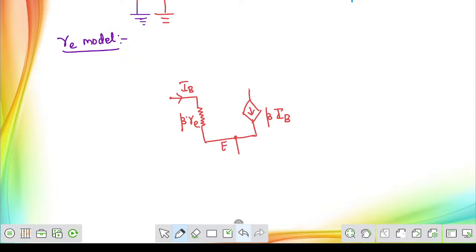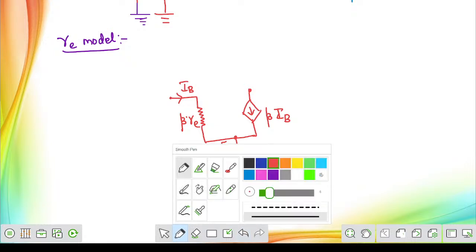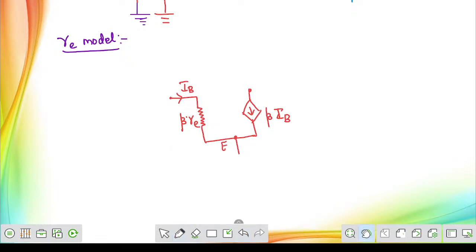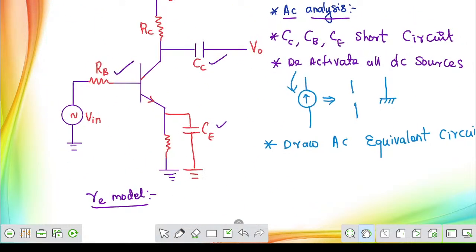Now let us connect all the parameters that will be given in the question for us. If you observe the given question, we have to catch the given diagram. So in the given diagram, all we have to do is short circuit the capacitors. So this will be short circuited. This capacitor is short circuited.